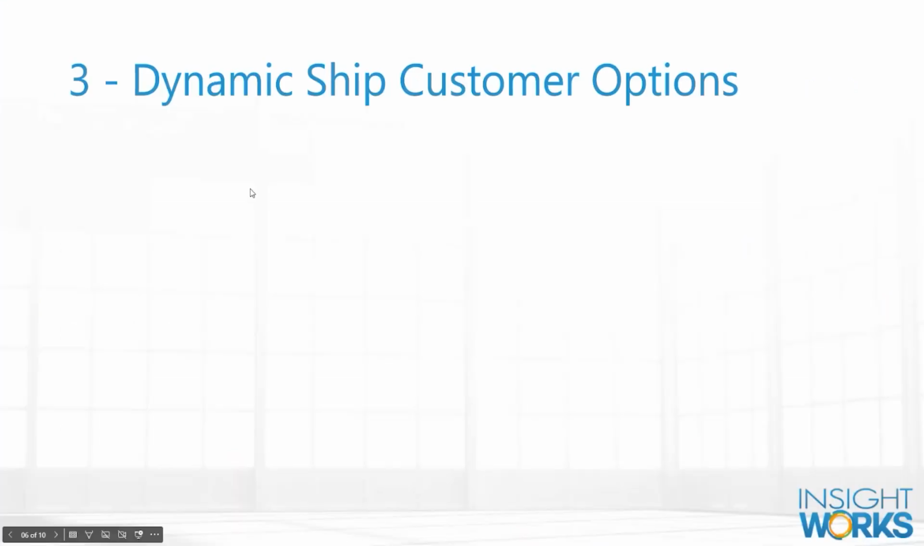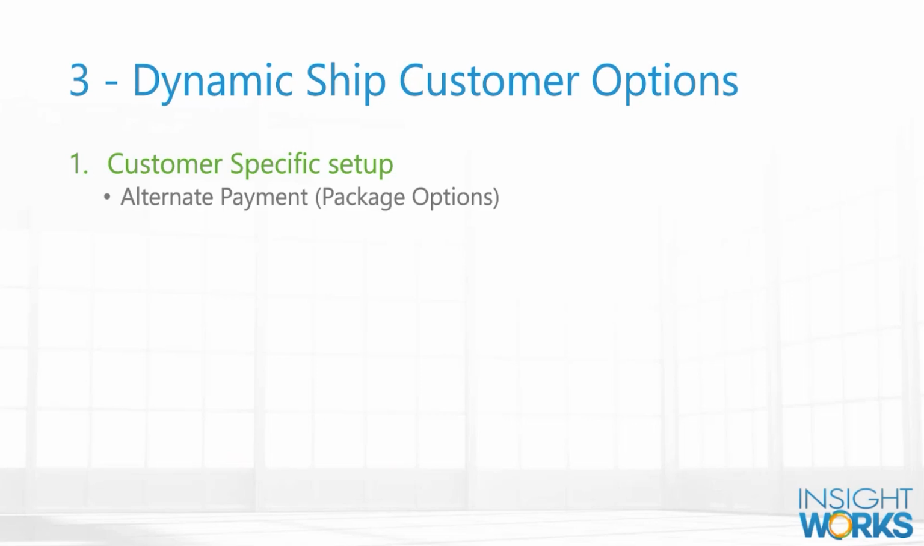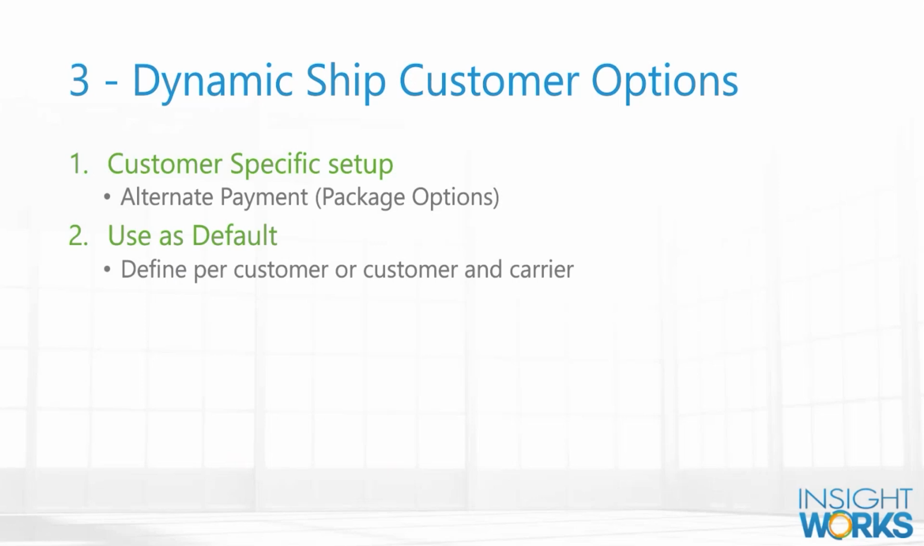So now we're going to take a look at the Dynamic Ship customer options. We're going to look at customer specific setup. So if they're using an alternate payment, we're going to look at package option templates and how to set those up. We're also going to look at the setting called use as default for, and how to define it per customer and carrier, and the importance of it.